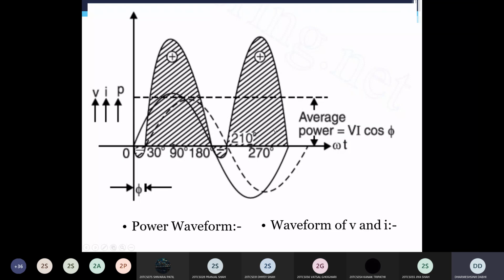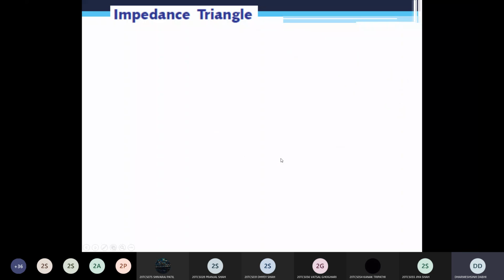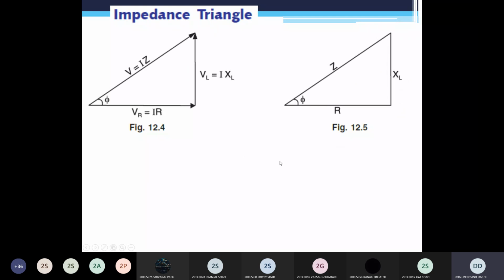Clear? So in the last lecture we saw the power waveforms for the series RL circuit. Now the next point is the impedance triangle. As we already saw the vector diagram for the series RL circuit, you know that on the x-axis there is the current. If you multiply this current by its impedance, on the x-axis we have the voltage drop across the resistance, because the voltage across the resistance and the current flowing through it are both in the same phase. Clear?